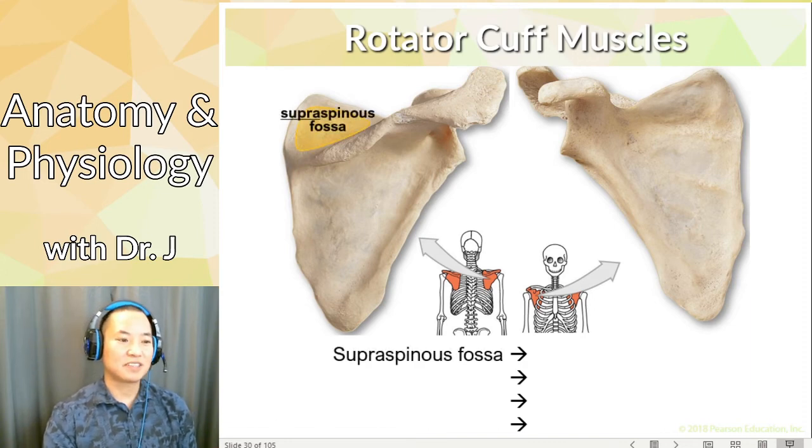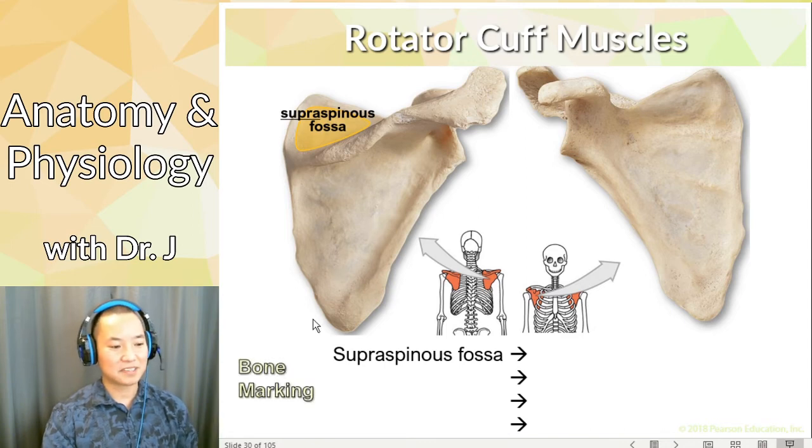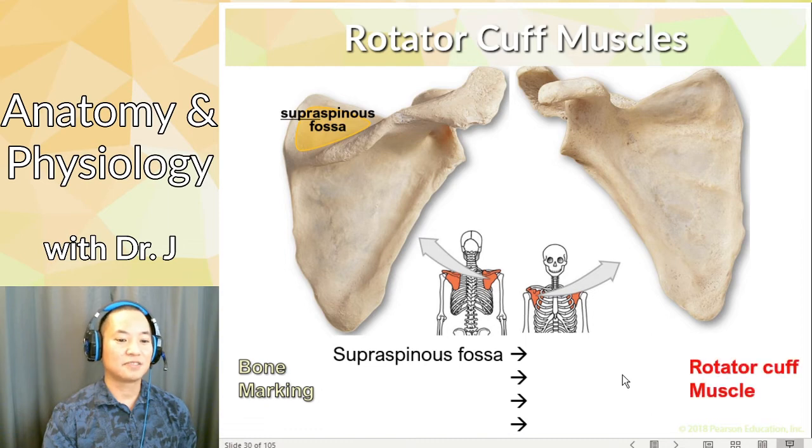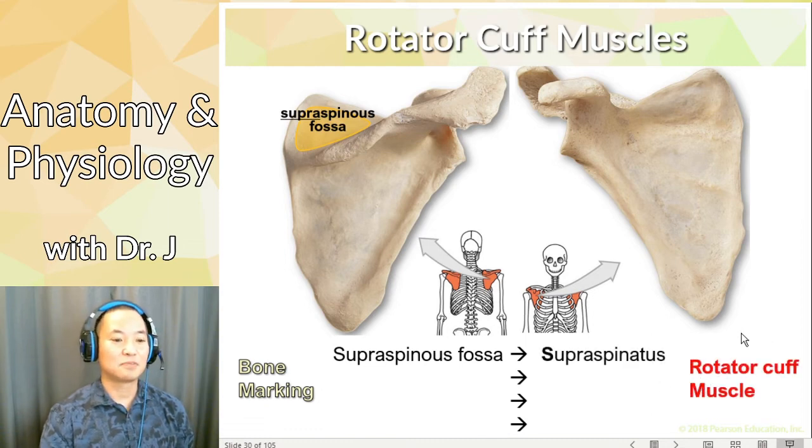So you have your supraspinous fossa. Again, we're looking at the back of the scapula right here, the back of the shoulder blade. Actually, let's rewind a bit. So here's the bone marking, the supraspinous fossa. There's a muscle that attaches to this fossa. The rotator cuff muscle that attaches to this fossa is called the supraspinatus. A little preview for muscle. We're not quite there yet, but just putting it in your mind. So supraspinous fossa, supraspinatus comes from that term.